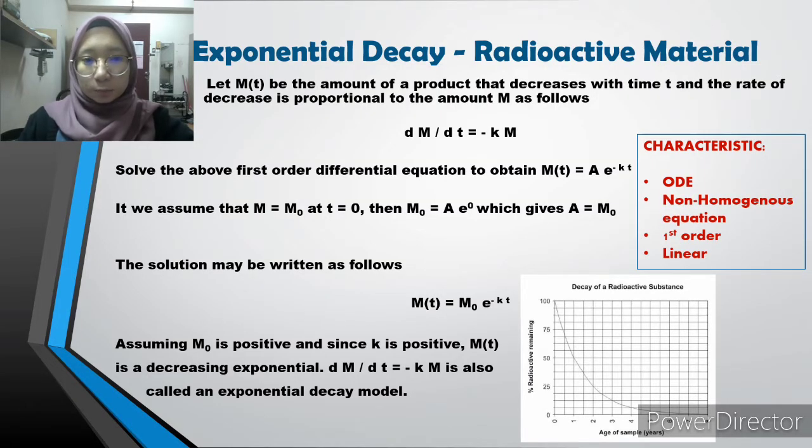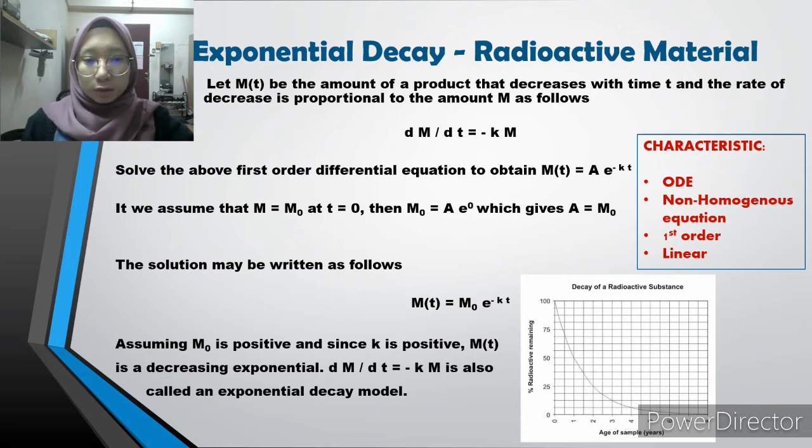Now I will present about the first application, which is the exponential decay for radioactive material. The characteristic of this equation is an ODE, a non-homogeneous equation, first order, and a linear equation. First, let M(t) be the amount of a product that decreases with time, and the rate of decrease is proportional to the amount of M. So we will get dM/dt equals negative kM.